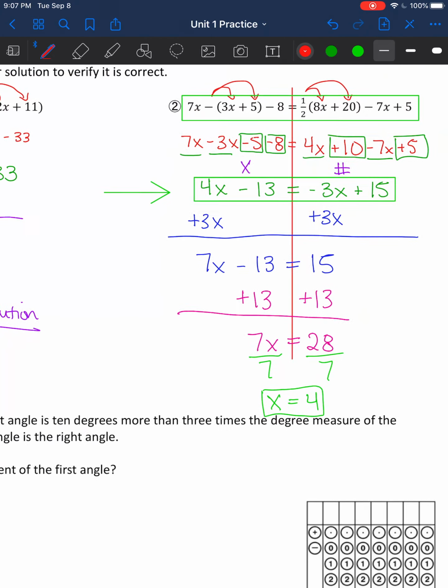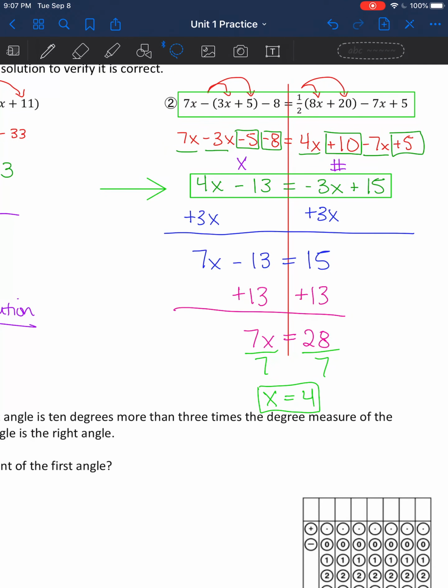This would be 4x minus 13. Let me copy this actually over here. So 4x minus 13, and I'm checking this side as well.